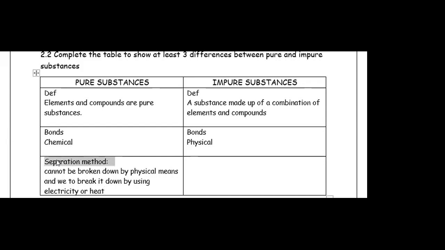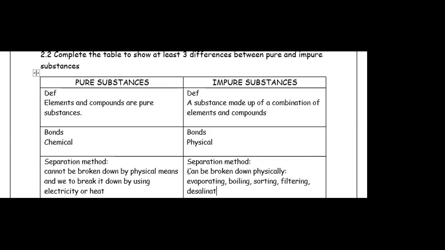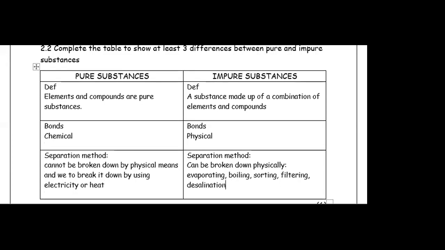The separation method for impure substances, on the other hand, can be broken down by physical methods, right? Can be broken down physically. Examples of a physical method are evaporating it, boiling, physically sorting it out with our hands, which we'll just call sorting, and filtering. Desalination is when they purify seawater and separate the water and the salt.